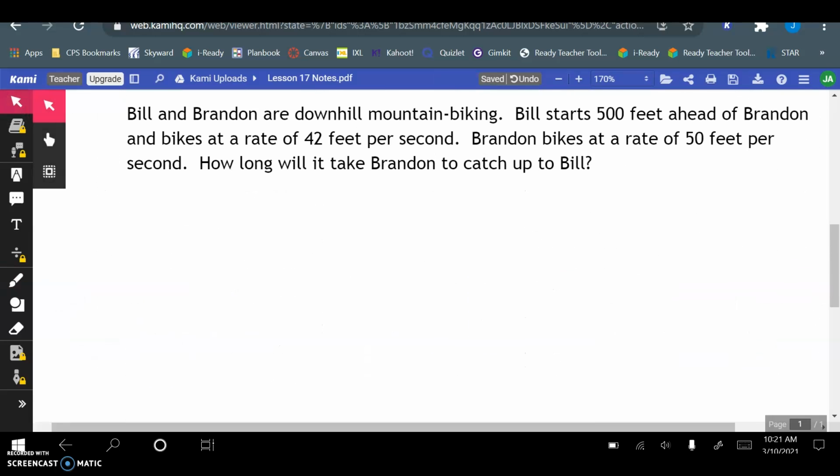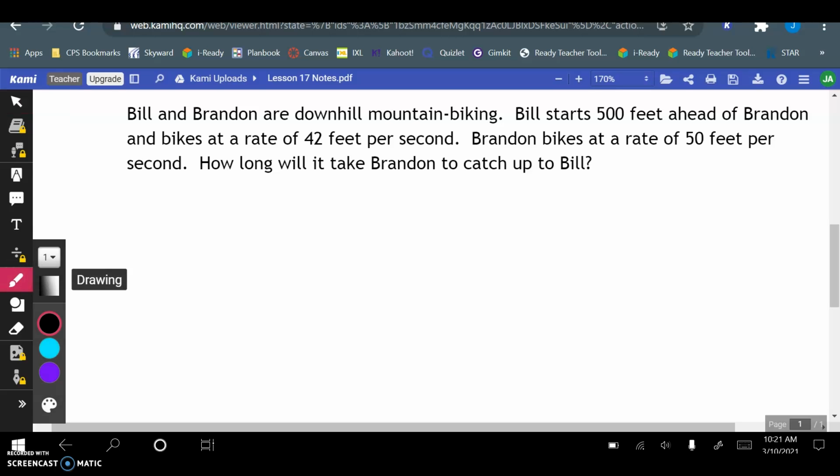For our next question, we have Bill and Brandon, and they're downhill mountain biking. Bill starts at 500 feet ahead of Brandon and bikes at a rate of 42 feet per second. Brandon bikes at a rate of 50 feet per second. How long will it take Brandon to catch up to Bill? So for this system, we have two different people. We have Bill and we have Brandon. So we're going to have an equation for each person.